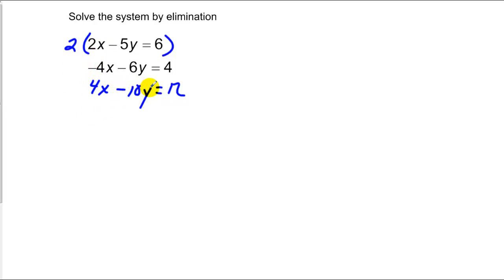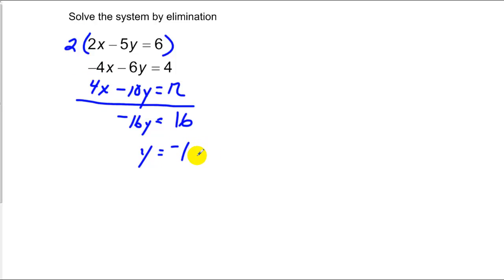And the reason I can do this is because it's very similar to balancing both sides of the equation by adding. If the right side of this blue equation is equal to 12, even though this says 4x minus 10y, it's also equal to 12. So I'm, in a sense, adding 12 to both sides of the equation. In doing that, I get negative 16y and 0. So I've eliminated a variable, and y is equal to negative 1.